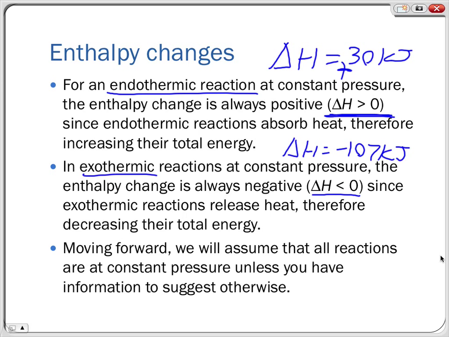So we would know that if that reaction was going on and we touched it, it would feel hot. If we had this delta H, this plus 30 kilojoules here, then that would indicate that it would feel cold because it would be an endothermic reaction. Now, moving forward, so we don't have to say every single time at constant pressure, we are going to assume that all reactions are at constant pressure, unless you're given information that would suggest otherwise.